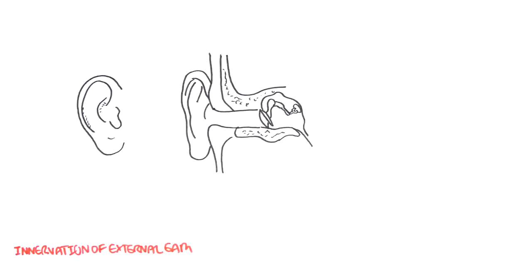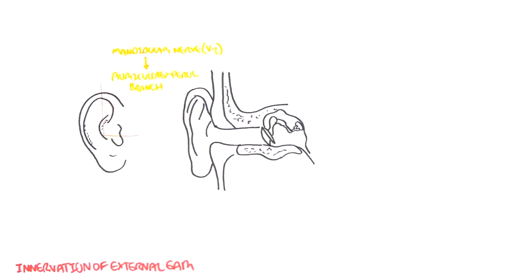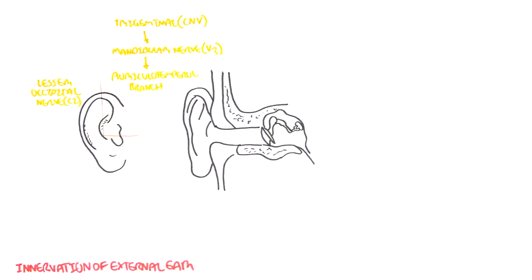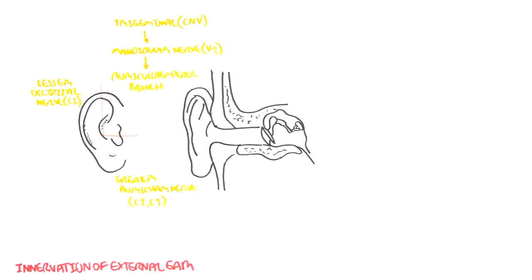So here we have the auricle. There are many nerves innervating the external ear, and these are your auriculotemporal branch of the mandibular nerve, V3, which is a branch of the trigeminal nerve, cranial nerve 5. The other parts are supplied by the lesser occipital nerve, which originates from the C2 spinal cord, and the greater auricular nerve, which is from the C2 and C3 spinal branches. There are also auricular branches of the facial and vagus nerves.